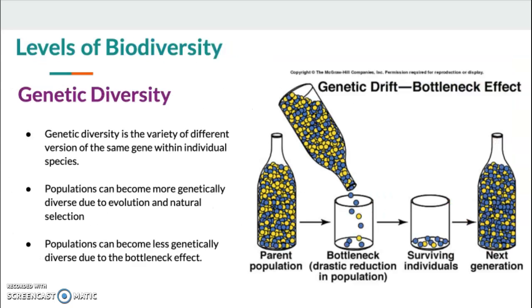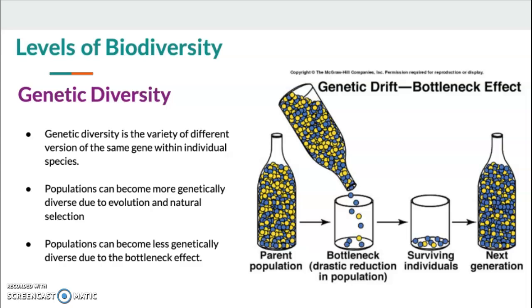There are 3 levels of biodiversity. The first level is the genetic level. So this is different versions of the same gene within individual species. So we're talking about different alleles of the same gene. Populations can become more genetically diverse over time due to evolution and natural selection, but they can also become less genetically diverse due to the bottleneck effect.